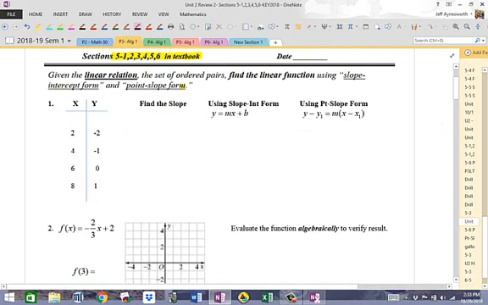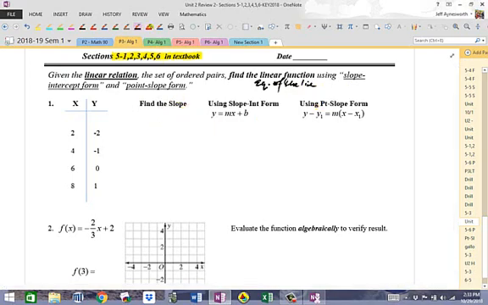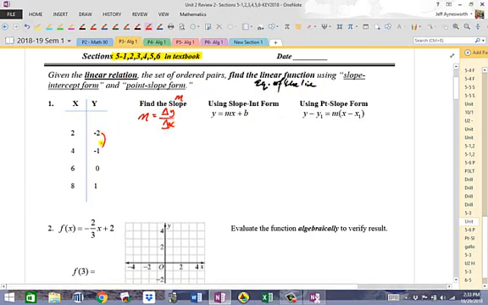Okay, so given the linear function or linear relation here, which is a set of ordered pairs, find the linear function. Okay, we're talking about the equation of the line, using slope-intercept form and point-slope form, basically two different methods. Either method requires you to find the slope first. And as you guys know, they use m for the slope, which is delta y divided by delta x. So we've got to find the change in y first.